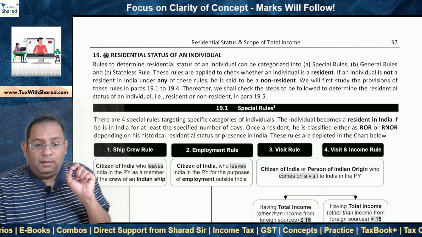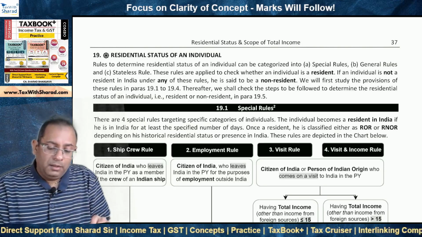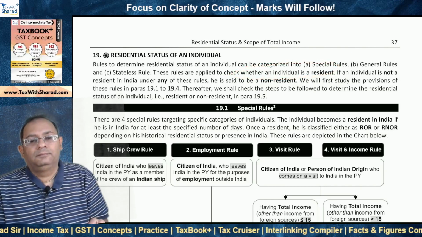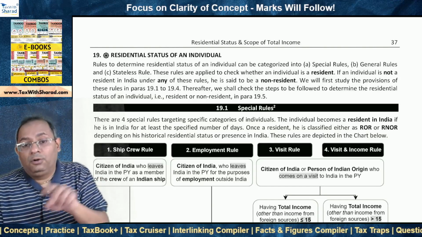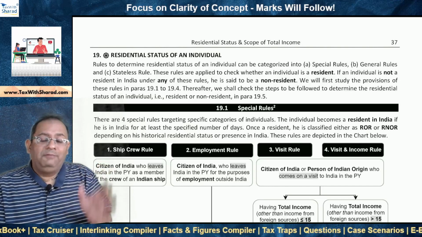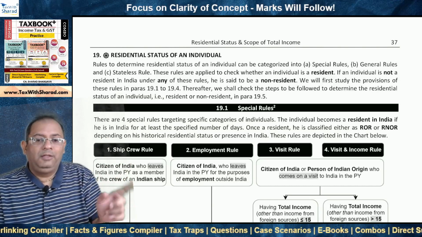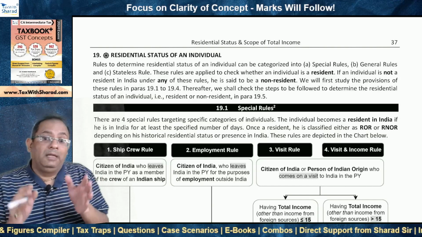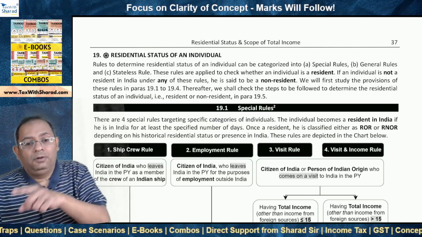What is the need of these rules? How do these rules help? What is the function of these rules? These rules are applied to check whether an individual is a resident. As I told you before, what you need to do is not to find out whether an individual is a non-resident, but first to find out whether an individual is a resident, because if the individual is a resident, that means the residential status is that of a resident. And then you need to check whether the individual will be ROR or RNOR. But if the individual is not a resident, then it will automatically mean that the individual is a non-resident.